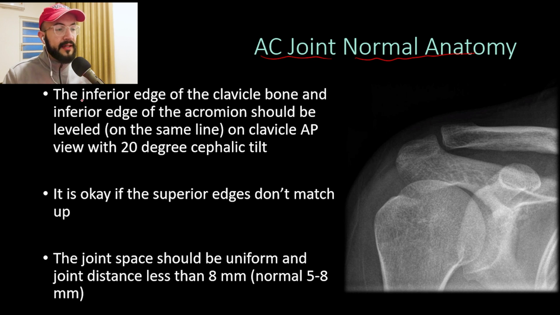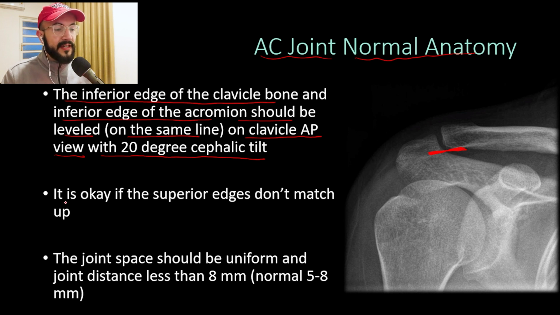So in a normal AC joint, the inferior edge of the clavicle bone and the inferior edge of the acromion should be leveled. So they should be on the same line on the clavicle anteroposterior view X-ray with a 20-degree cephalic tilt. So if we get this view of the X-ray, we should see that the lower edge of the acromion and the lower edge of the clavicle are both on the same line. If we drew a line, they would be on the same line.